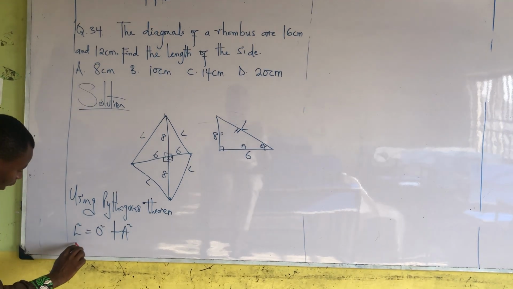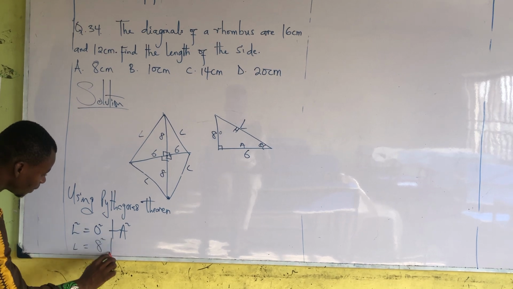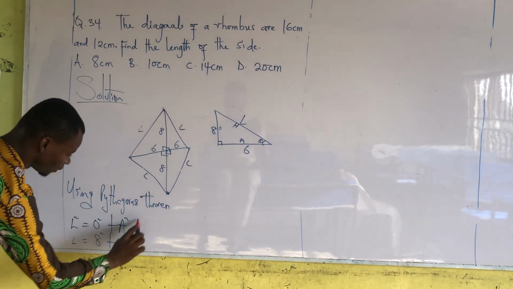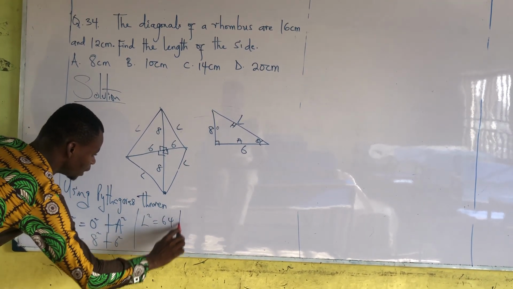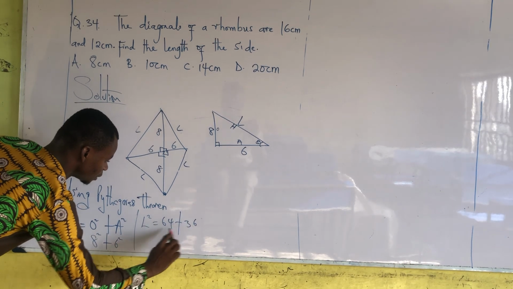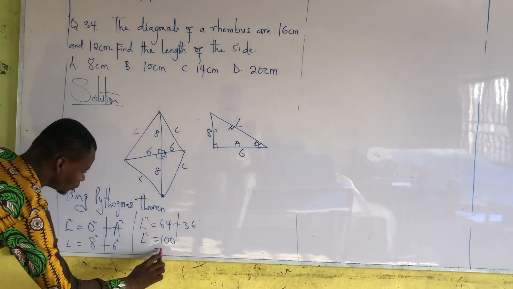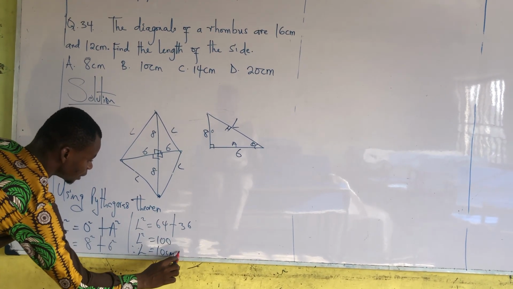Now in this case, our L remains unknown. The opposite in that case is 8, and that's 8 squared, plus the adjacent, which is 6, and that's 6 squared. Now when you simplify this further, L squared equals 8 times 8 is 64, and 6 times 6 is 36. When you add up, L squared equals 100, and the square root of 100 is 10. Therefore, the length is 10 centimeter.